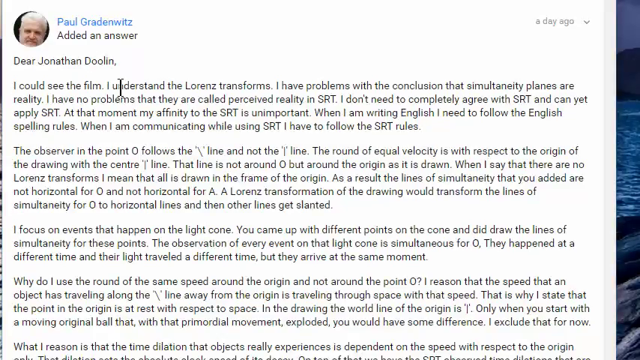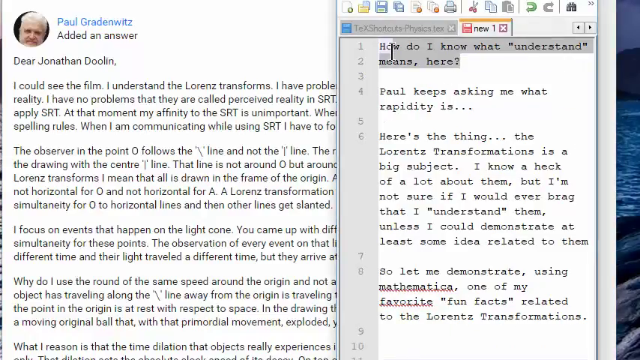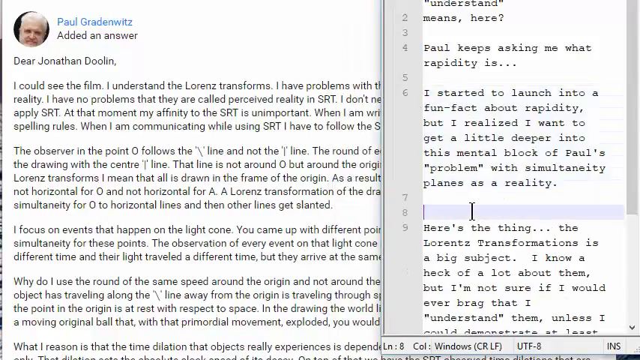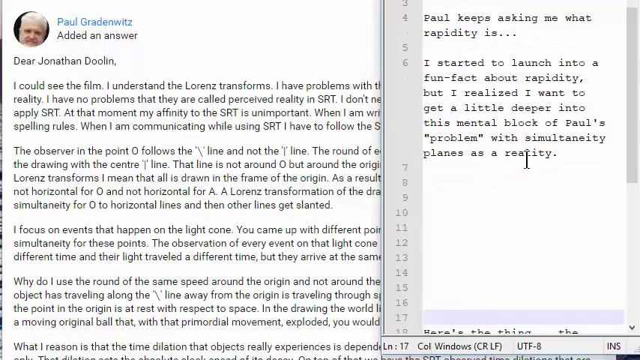All right, I could see the film. I understand Lorentz transforms. I have problems with the conclusion that simultaneity planes are reality. I was asking, how do I know what understand here means? And then Paul keeps asking me about what rapidity is. I started to launch into a fun fact about rapidity, but I realized I want to get a little deeper into this mental block of Paul's with the problem with simultaneity planes as a reality.